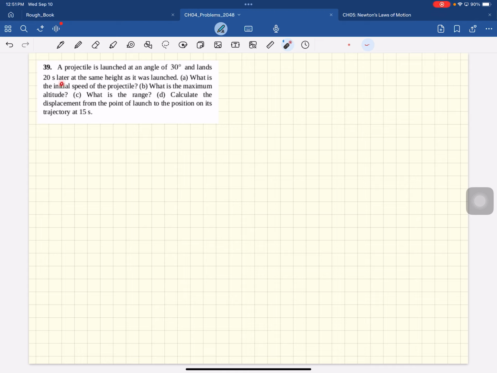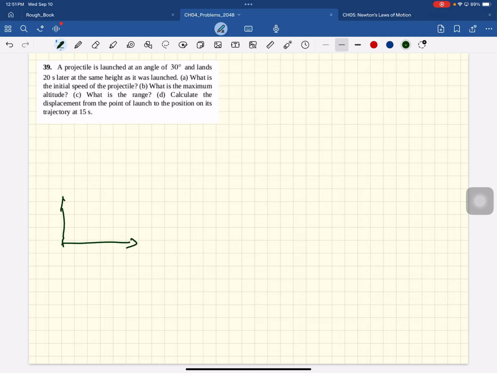And it lands 20 seconds later at the same height as it was launched. What is the initial speed of the projectile? What is its maximum altitude? What is the range? Calculate the displacement from the point of launch to the position on its trajectory at 15 seconds. So they're asking us to do quite a bit.